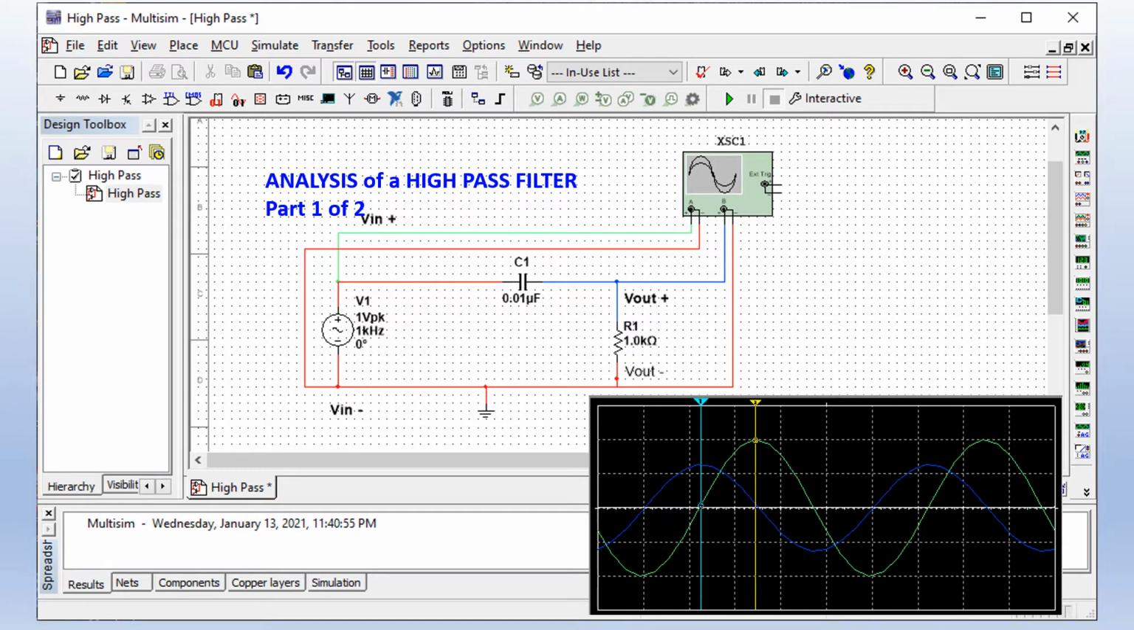Hello everyone. Today we're going to analyze the circuit that is known as a high-pass filter. This video will show how basic theory, some math, and testing are used to help engineers approach circuit design.